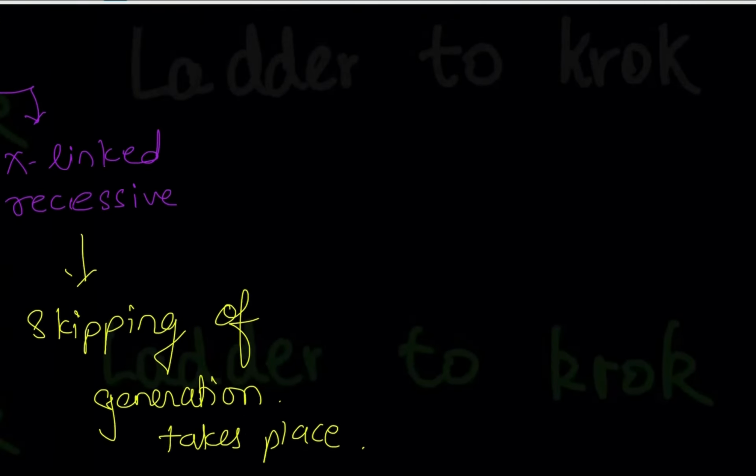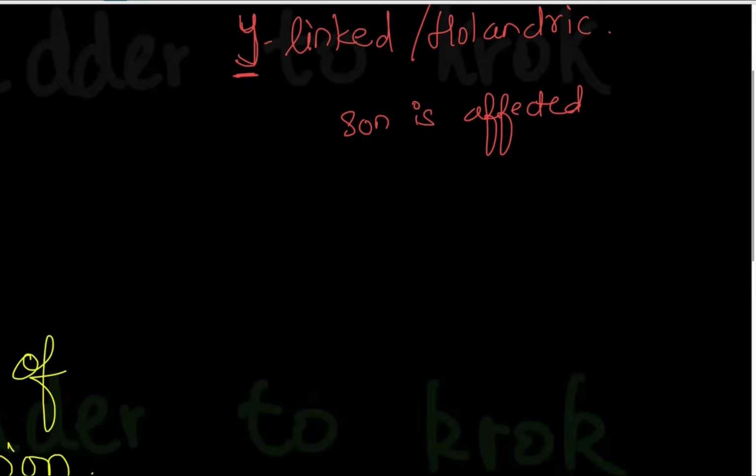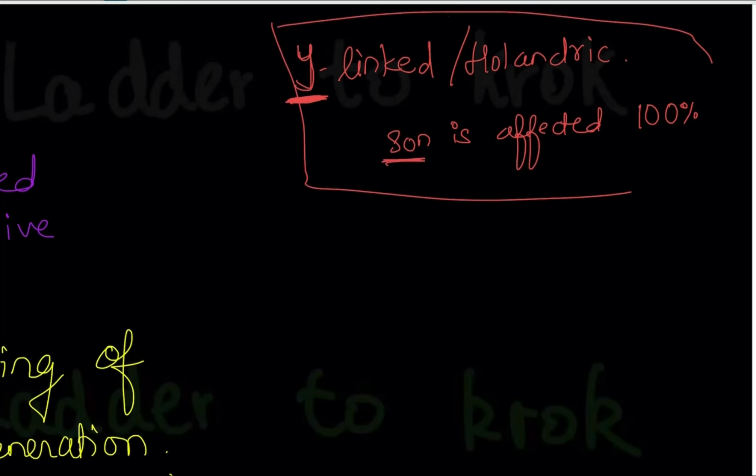Lastly, remember there's one more disease, that is Y-linked disease. Now this Y-linked disease, it is also called as Holandric disease. Now Y gene, it is common for males. It is not present in females. So it is male disease. That is, if father is having a Y-linked disease, then for sure the son will have it. Okay, son is affected 100%. If a father is having this Y-linked disease, then his son will surely have that disease. Okay. So remember, this Y-linked is also called as Holandric.